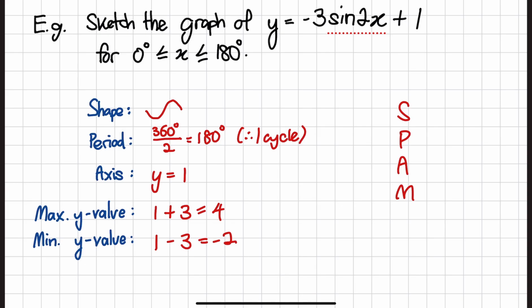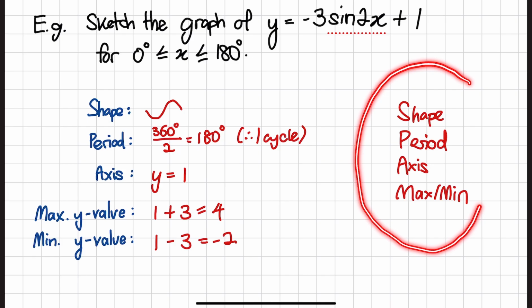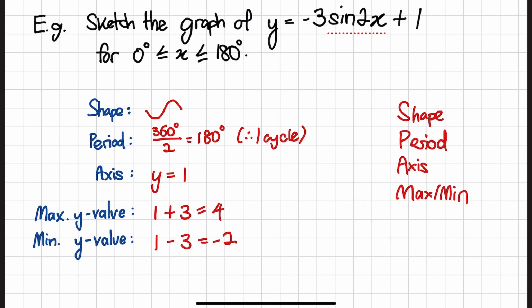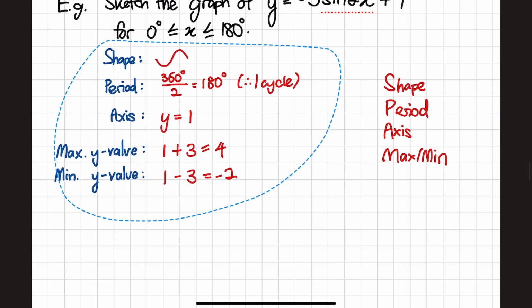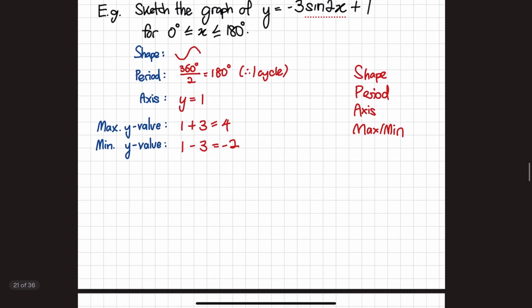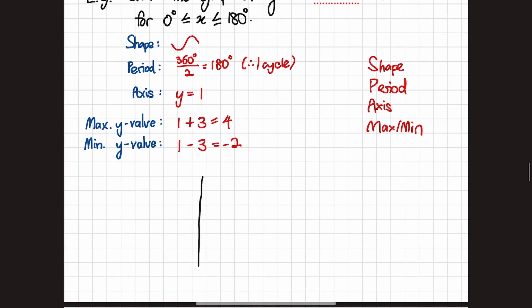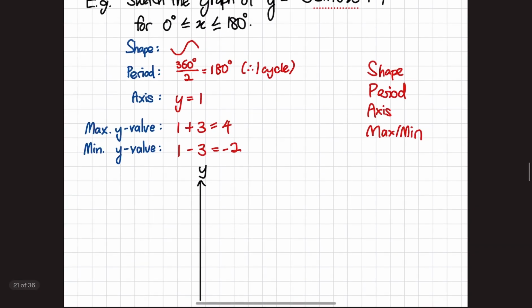Okay, so if I write this in short form so you can remember better, S stands for shape, P stands for period, A stands for axis, and M stands for maximum or minimum. So remember this, always write this at the side so that it helps you better plan how to sketch your graph. Once I get this from here, I can now sketch my graph. So let's say I use my ruler. I will now draw my x-axis here. This is my y-axis. Then after that, I draw my x-axis.